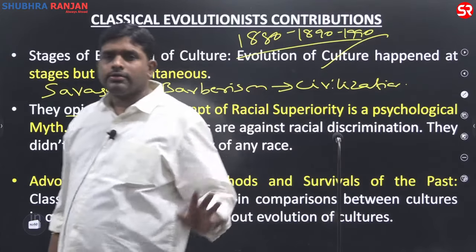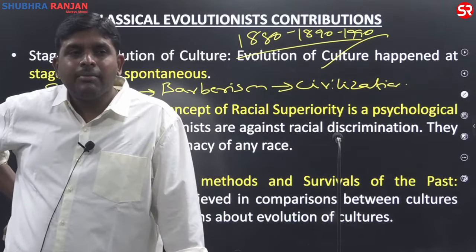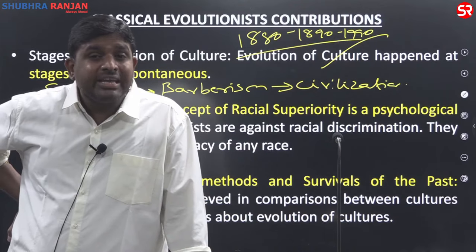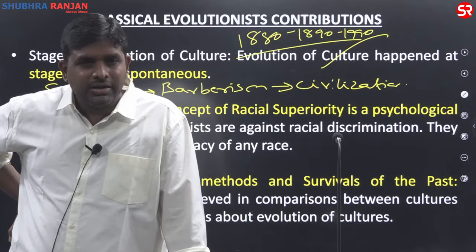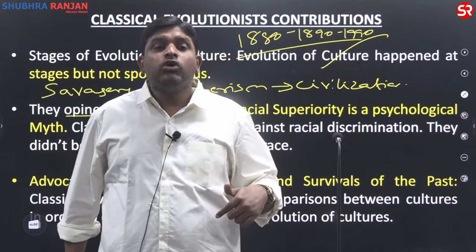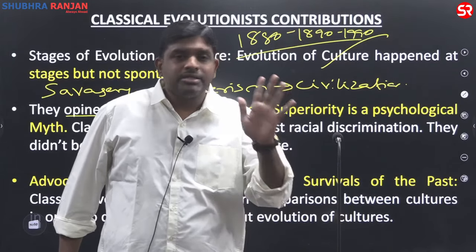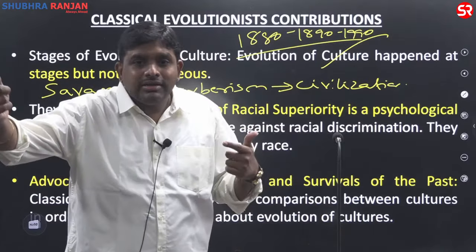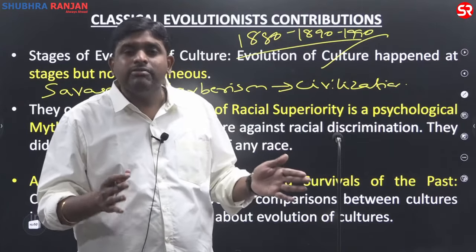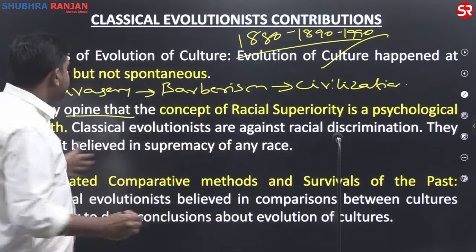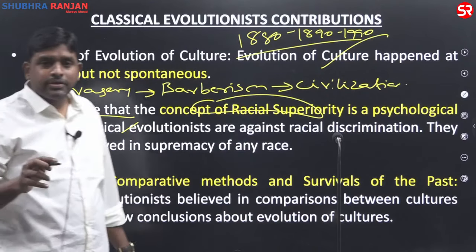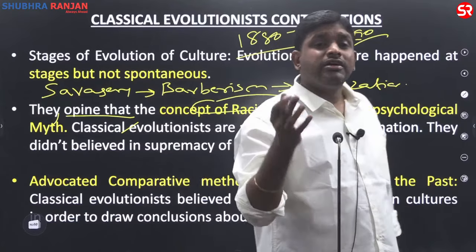They opined that in 1880, 1890, what was there in America and Britain? Racial superiority was there. White people were killing black people. Racism was there. So these three people, being white men, told that racial superiority is a psychological myth. So they were against what? Racism. Though they might be white people, in their books and philosophy they believed that the concept of racial superiority is a psychological myth. Means what? They are against racial discrimination. They are against racial superiority.